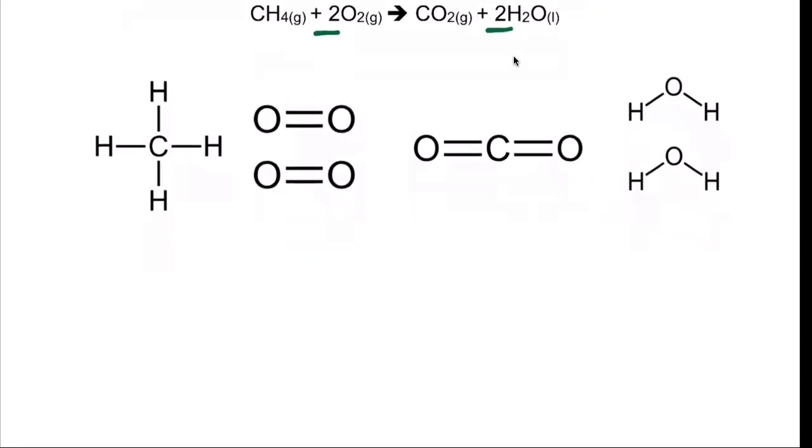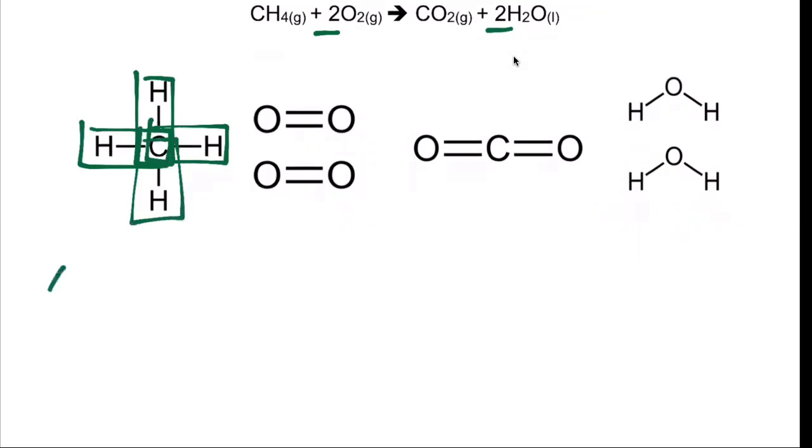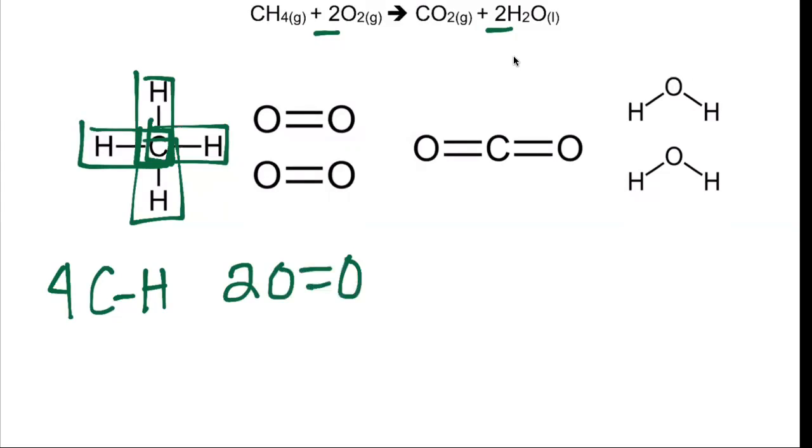So what I would say is, before you go look at the data booklet, let's write out what we have here. So in this molecule, I have CH single bonded, and there are 4 of them. Okay, they're all the same. They're all C single bonded to an H. So I'm going to put, okay, I have 4 CH bonds, and they're single bonded. Then I have 2 oxygen double bonds here. And that's the reactant side.